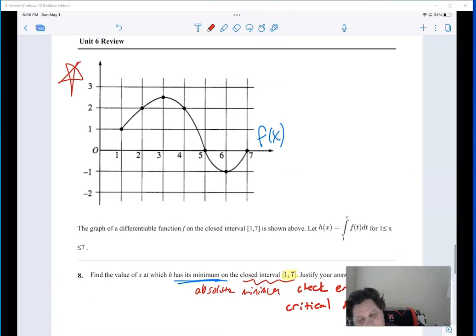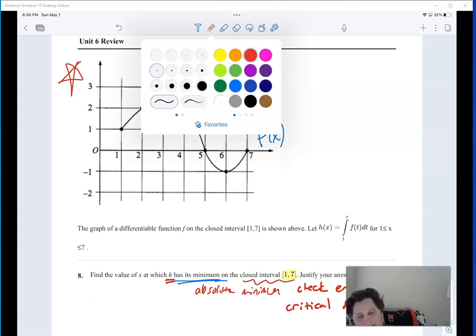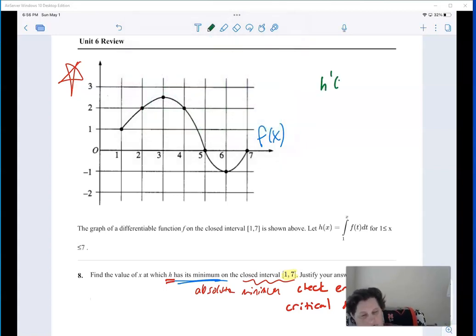Hey guys, you really got to think about this. You can't just go, oh, look, critical points are where that equals 0. No, think about what it's asking you. We're looking for where H has a minimum, so I want to know where H has critical points. H has critical points where H prime of x is 0.